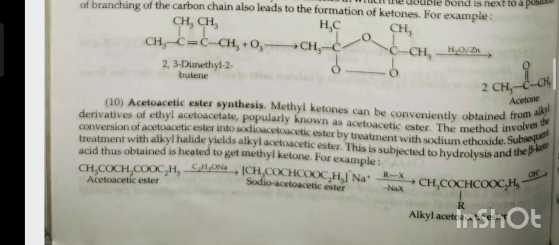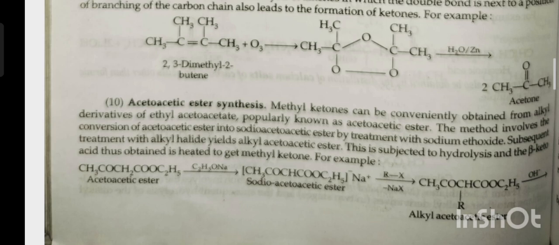Tenth, acetoacetic ester synthesis. Methyl ketone can be conveniently obtained from alkyl derivative of ethyl acetoacetate, popularly known as acetoacetic ester. This method involves the conversion of acetoacetic ester into sodium acetoacetic ester by treating with sodium ethoxide, subsequently treated with alkyl halide to yield alkyl acetoacetic ester. This is subjected to hydrolysis and the beta keto acid thus obtained is heated to get a methyl ketone.